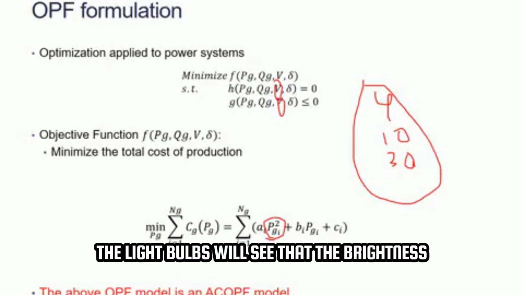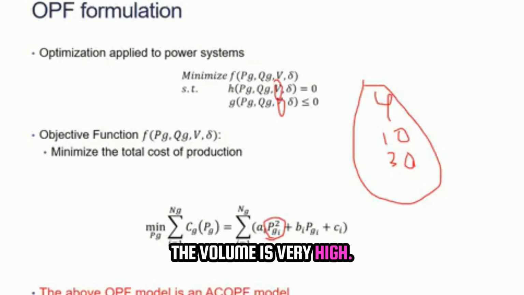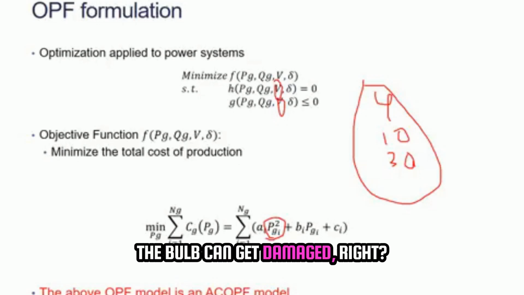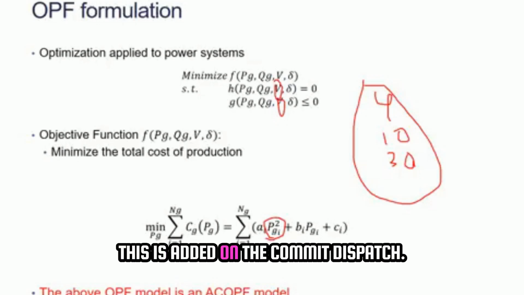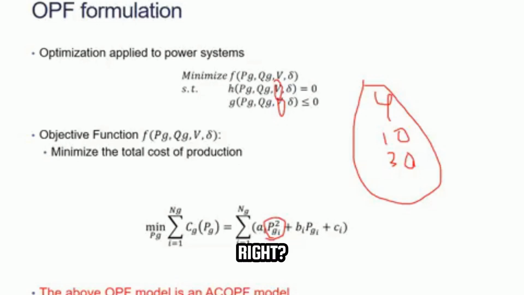You will see that the brightness of that light bulb increases drastically if the voltage is very high. So that is a very risky thing, because the bulb can get damaged, right? So these three pieces of information are added on economic dispatch, and eventually this model is known as the OPF model. Now we have both ideas.